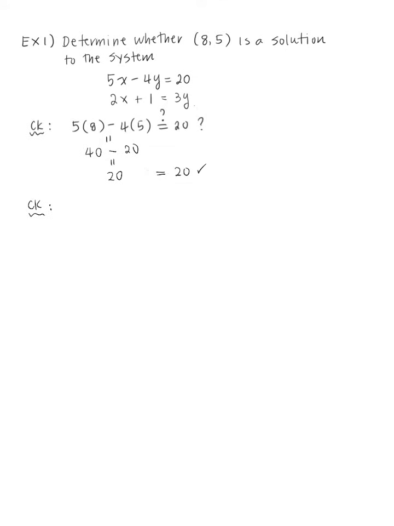The second equation is 2x plus 1, so you're going to have 2 times 8 plus 1. Is that going to give us 3 times y, so 3 times 5? Let's first work on the left-hand side. That is 16 plus 1, so this is going to be 17. And 3 times 5, that's 15, isn't it? So these do not equal each other.